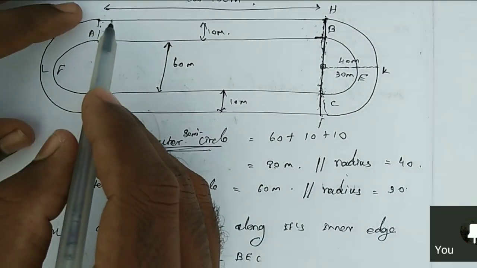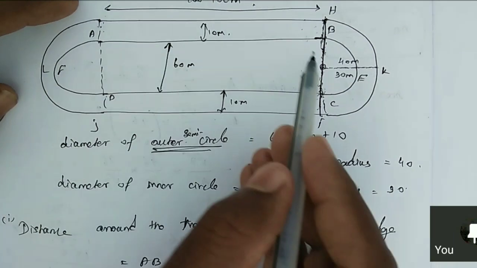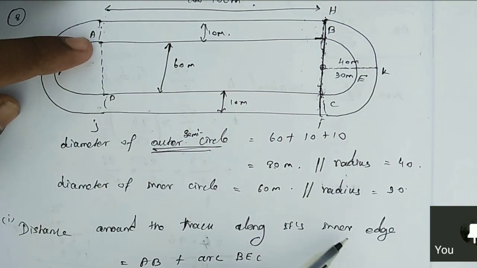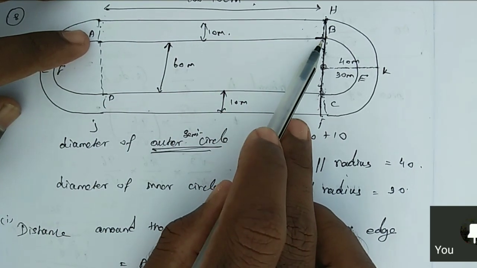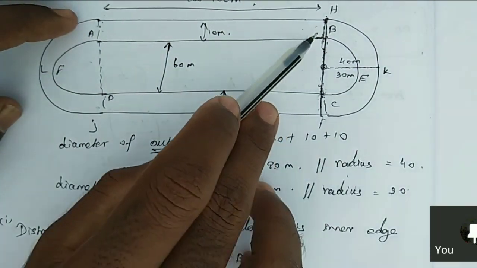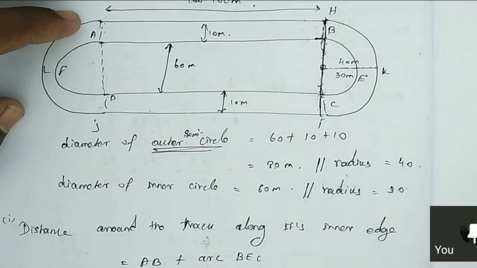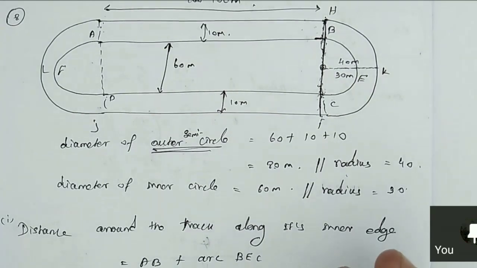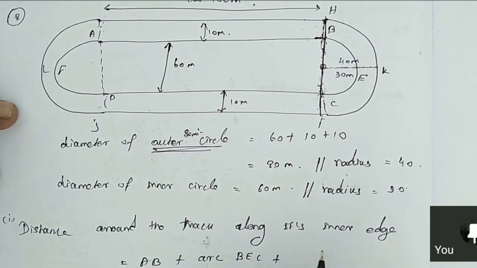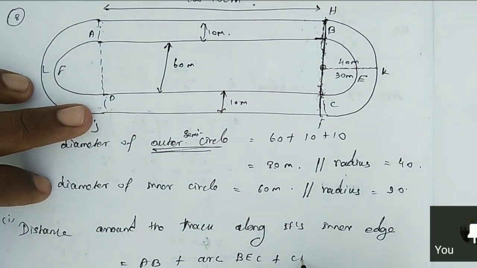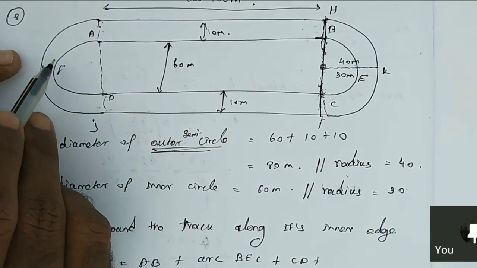Actually, we are finding the length, that is the perimeter of the track, along the inner edges. So first we add the parallel lines, the length of the track. Then the curved edges. What are the curved edges here? That is the arc BEC, otherwise called the inner arc. Plus, next in this line, CD, plus again this arc. What is the arc here?